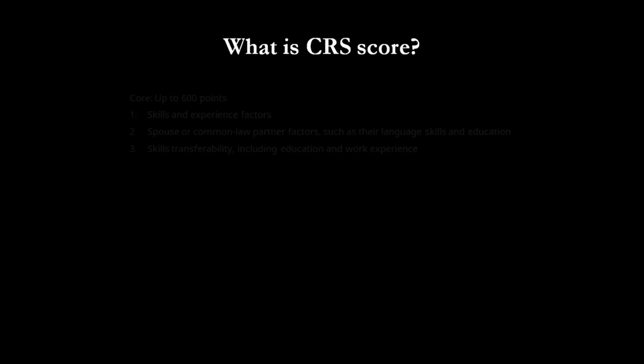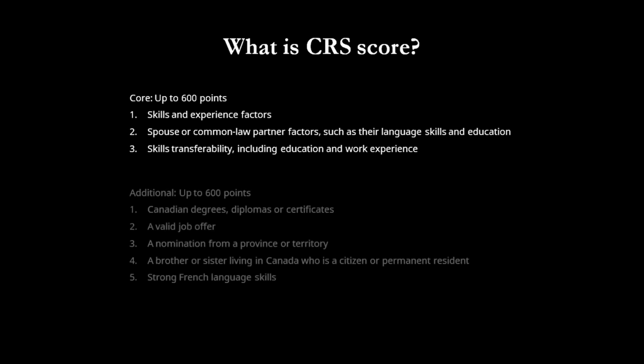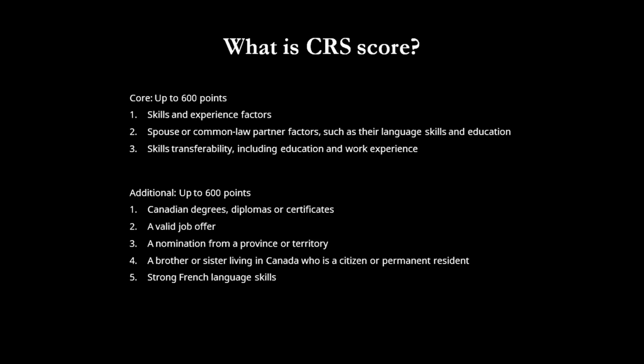The core points consist of your skill and experience factors, spouse factors such as language and education, and your skills, that is your language and work experience. And the additional points are the Canadian degrees which you hold, a valid job offer, a provincial nomination, a sibling living in Canada who is a citizen or a permanent resident, and your strong French language skills. Adding up your core and additional points gives you your total score. And based on this score, Canada Immigration issues invitations to apply for Canada PR.